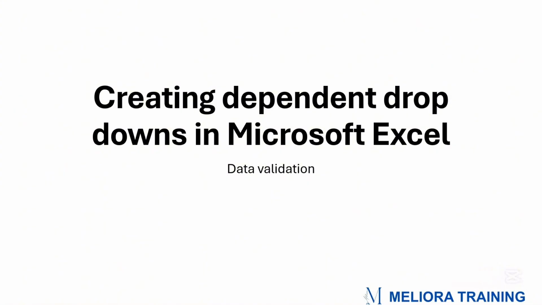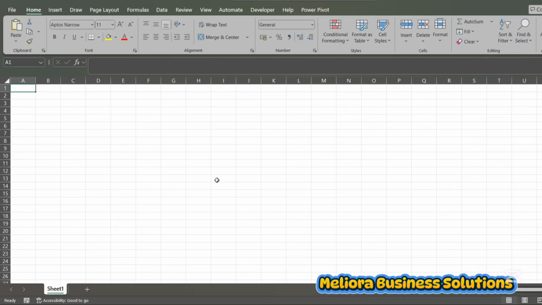Welcome back. In today's video, we're going to be learning about creating dependent drop-downs in Microsoft Excel. With learning this, you're also going to learn about data validation, because that's where you have the drop-downs that we're going to be using. Okay, so here we are in Excel. What we're going to do is create a drop down here, and based on what is selected in the drop down, it's going to affect what is on this other drop down.